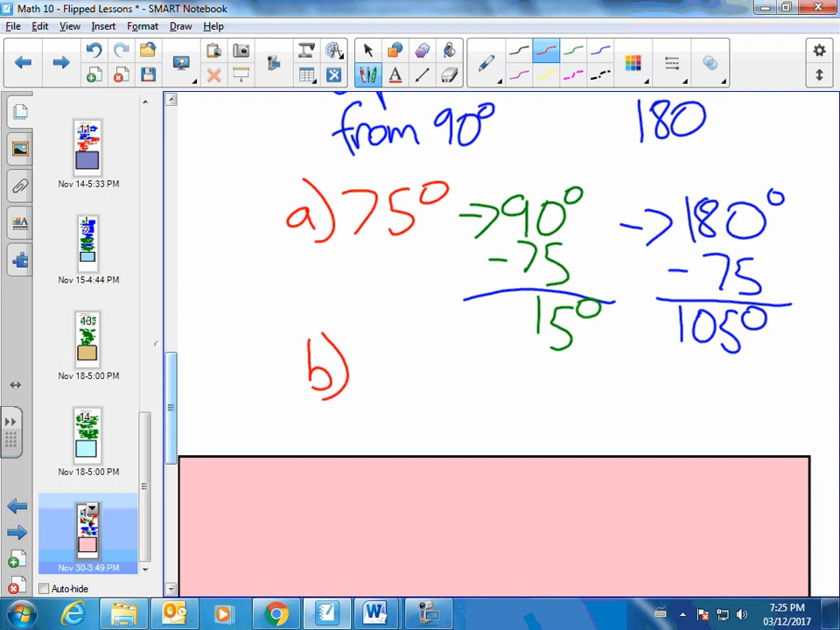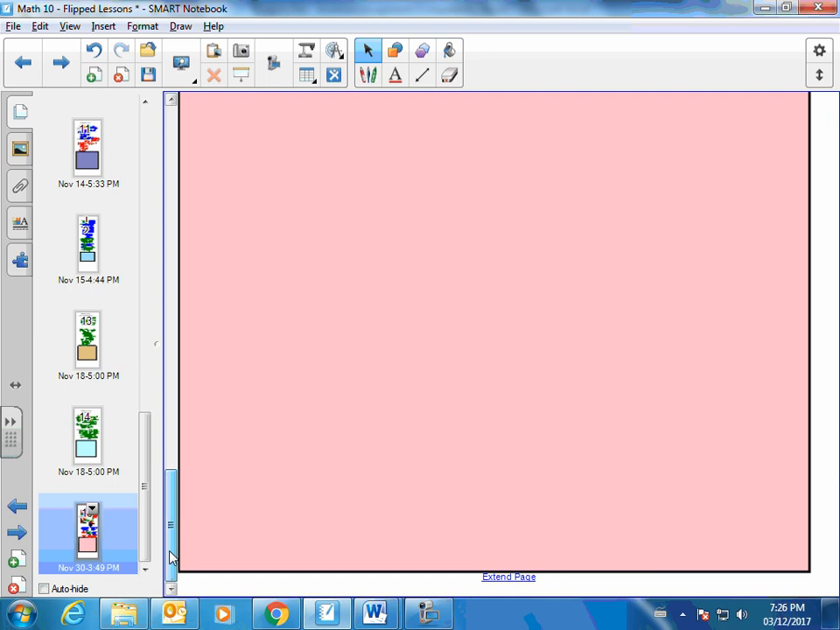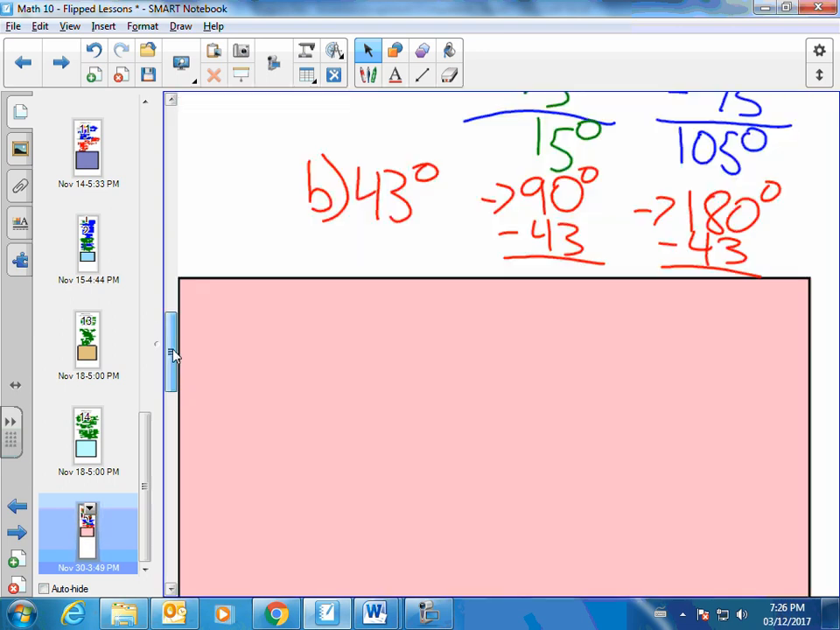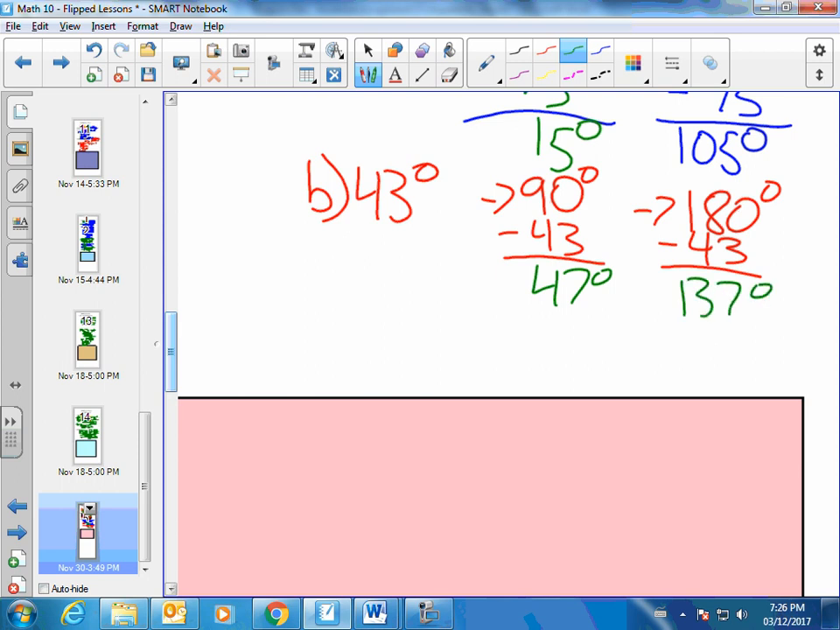They give us 43 degrees. So I need to know what it is if I want to get to 90, and I need to know what is left if I want to get up to 180. So I'm going to minus 43 here. I'm going to minus 43 here. I'm going to preemptively extend my page a little bit so I'm not always bumping it. And I find out that for this one, my complement is 47 degrees and my supplement is 137 degrees.